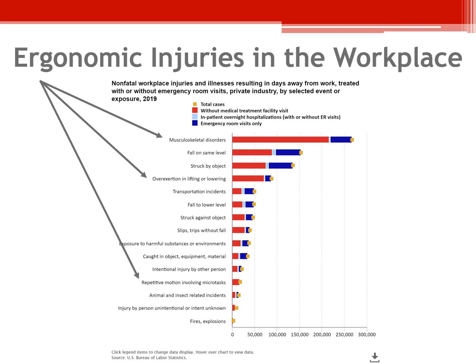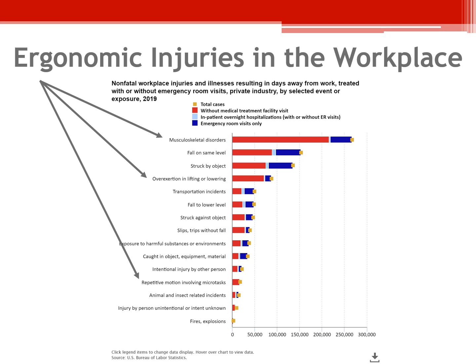The tiny little light blue bar is inpatient overnight hospitalizations. In other words, somebody had to get admitted to the hospital because their, in this case, musculoskeletal disorder injury was bad enough to warrant that. And then the darker blue bar means emergency room visits only. And the little gold at the tip is the total number of cases. As you can see, what we might classify as ergonomic injuries were the number 1, number 4, and number 12 leading causes of injuries that resulted in days away from work.